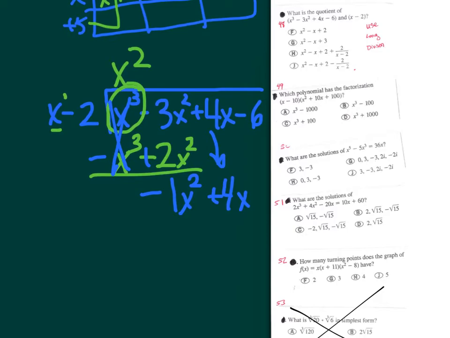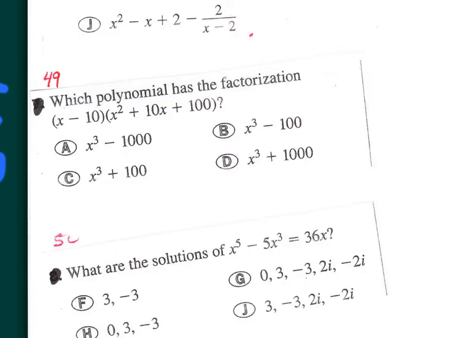That is number 48. On number 49, which polynomial has the factorization x minus 10 times the set x squared plus 10x plus 100? Which one seems right? I just multiply them out there. That's all you've got to do.